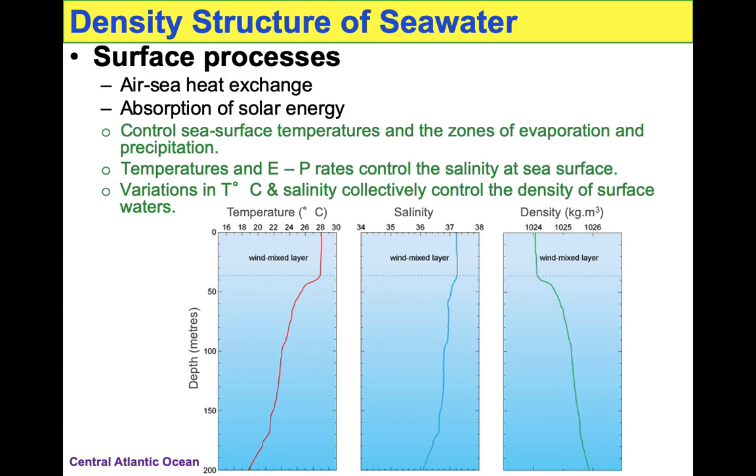And so if you look at the first profile on the left in the Central Atlantic Ocean, you see that surface temperatures are pretty warm, up to 28 degrees Celsius. And because of the winds and the waves and the air-sea interactions that we're going to be talking about next time, the surface water is pretty well mixed. So you don't see significant temperature changes within the first 40 to 50 meters in the ocean water.